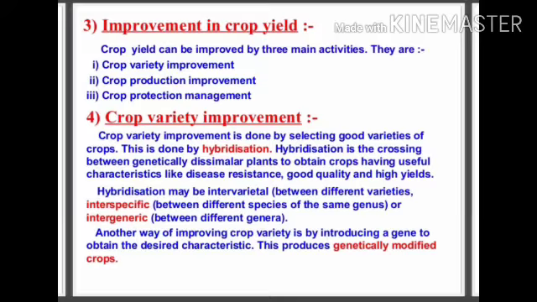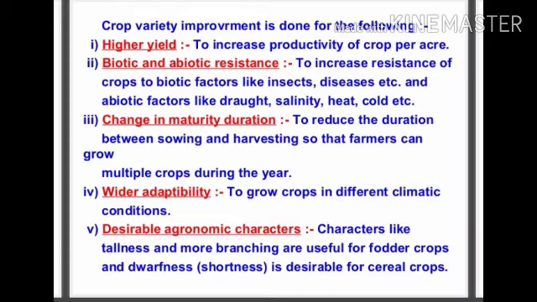After that, crop variety improvement is done for the following aims. Higher yield, which means that the production per acre is increased. Biotic and abiotic resistance, to increase resistance to biotic factors which affect our crop, like insects, diseases, rodents, and abiotic factors like drought, salinity, heat, cold, amount of water.